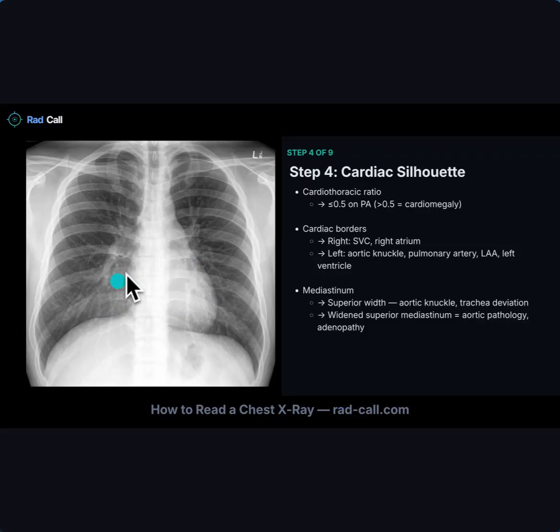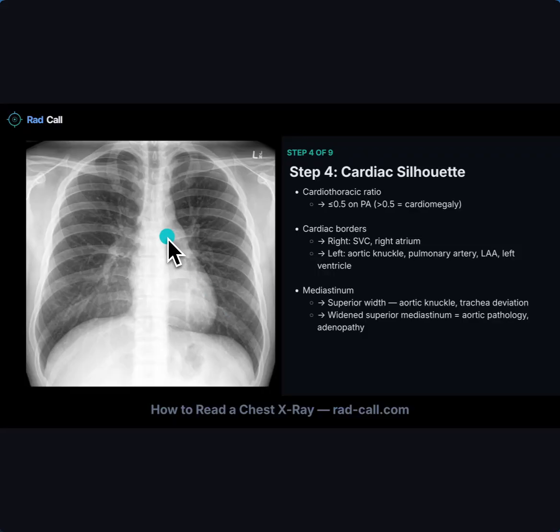Any of these things that are obscured on either side indicate pathology in one location or the other. So obscuration of the right heart border is a right middle lobe opacity, whereas obscuration of the left heart border typically indicates a lingular, or if the diaphragm and cardiac silhouette is obscured, left lower lobe opacity.